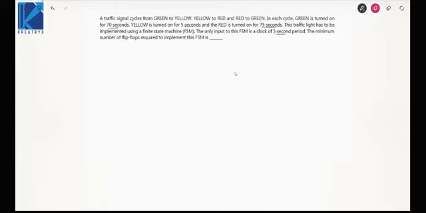Now first of all, this question is not actually based on FSM, so no need to be afraid. You just need to apply your brain. So what is the total time period of a complete cycle of the signal? 70 for green, 5 for yellow, 75 for red. That is 150 seconds. What is the time period of the clock? The clock has a time period of 5 seconds. So how many clock pulses in one cycle? That is equal to 30 pulses.